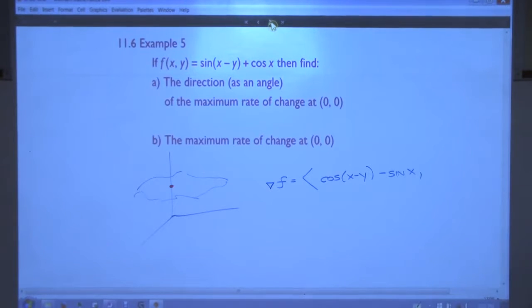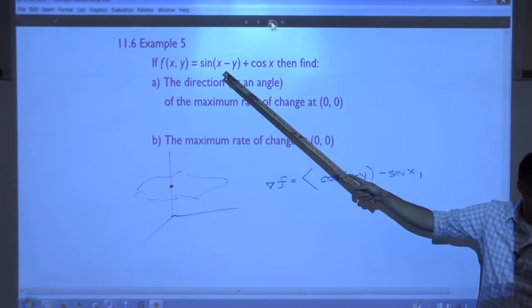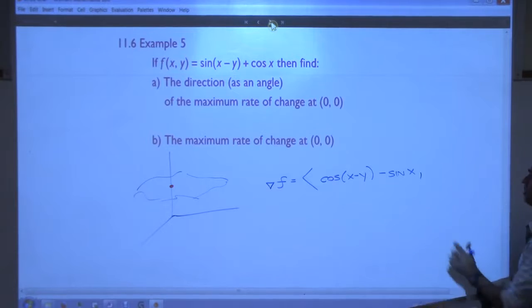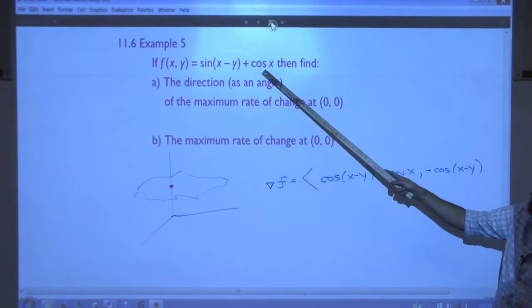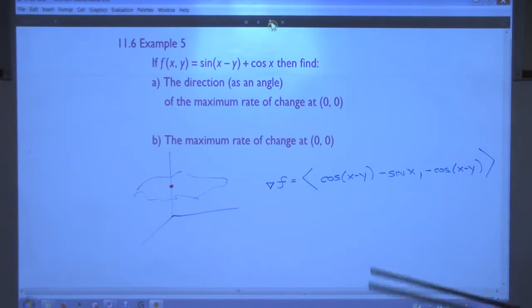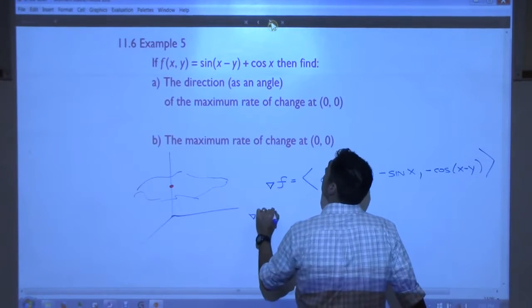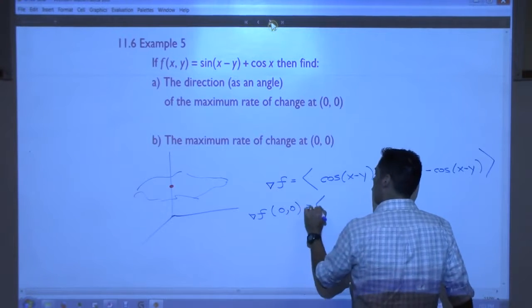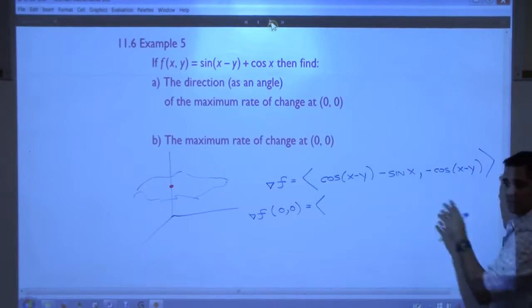Partial with respect to y is, be a little careful here, cosine of x minus y, but then the derivative inside is negative 1. So it's negative cosine of x minus y. And then the derivative of this piece is 0, because x is a constant. So that's it. That's my gradient vector. All I need to do now is plug the point in. If I take the point 0, 0 into that, that will be the direction I should point, because this is a vector. The vector gives me a direction.